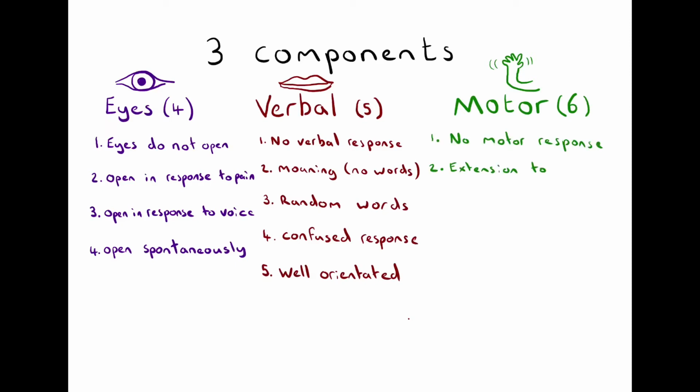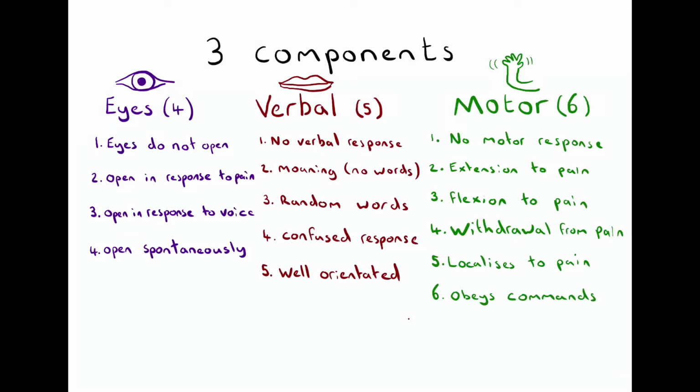For the motor component, a patient would score a 1 if there is no motor response. They would score a 2 if their limbs show extension when a painful stimulus is applied. They'd score a 3 if their limbs showed flexion when a painful stimulus is applied. They'd score a 4 if they actively withdraw from the site of the painful stimulus.